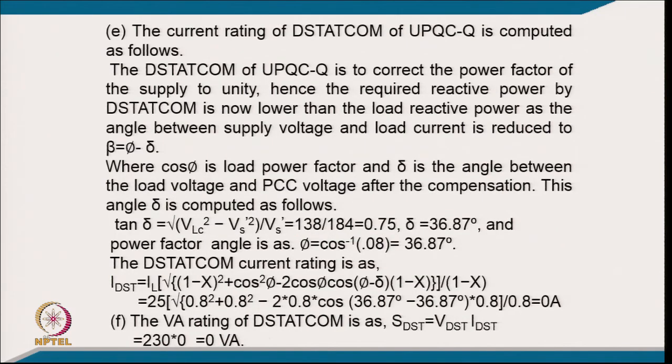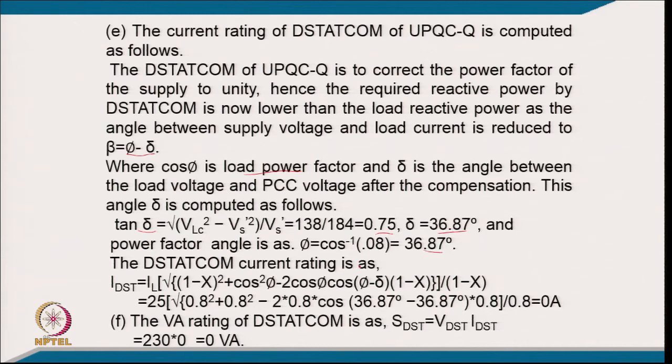So, the current rating of UPQC is computed typically so as to correct the power factor to unity, hence the required reactive power of D STATCOM is now lower than the reactive power of the load, given by the angle between the voltage and current. So, that is phi minus delta, where cos phi is the load power factor and delta is the angle between the load voltage and the supply voltage after the compensation. So, tan delta equals square root of VL square minus Vs square divided by Vs. So, it comes 0.75, delta is 36.5, and the power factor angle is also 36.5.